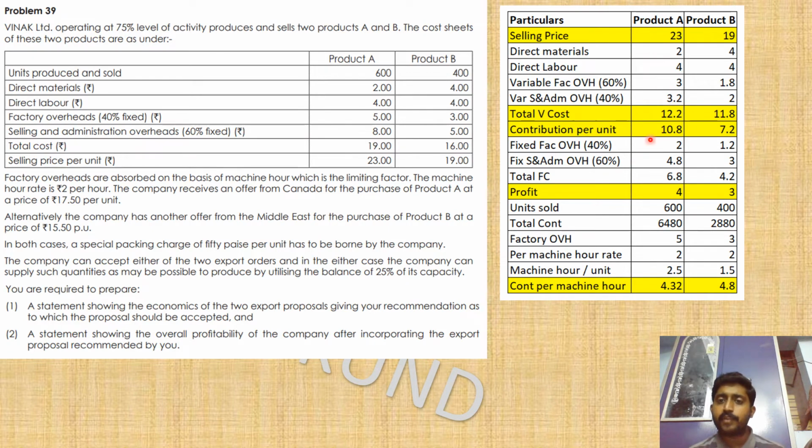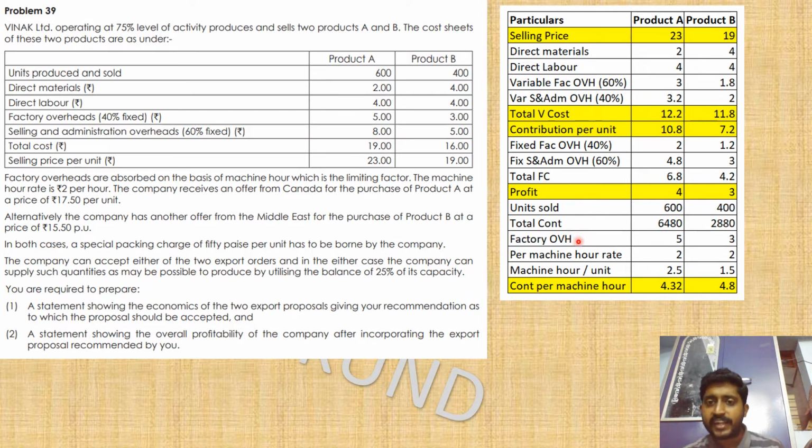Okay, so here we have found the profit per unit sold also. Contribution per unit we have already found. So contribution per unit multiplied by the units sold, it is already given, 600 and 400 are the units sold of product A and product B. That is the current 75% capacity operation. Okay, so the total contribution can be found. So guys, contribution per unit we have already calculated, multiplied by the units sold will give you the total contribution.